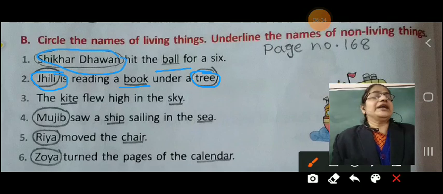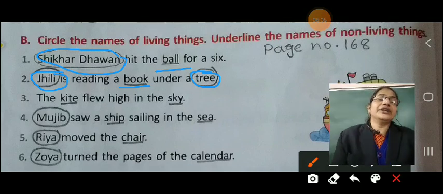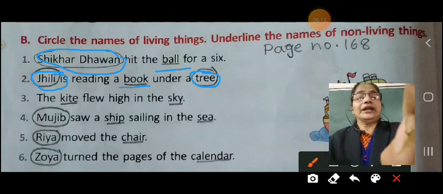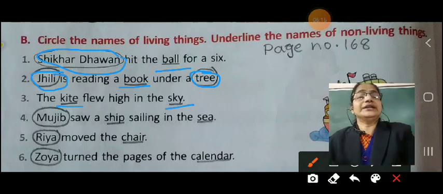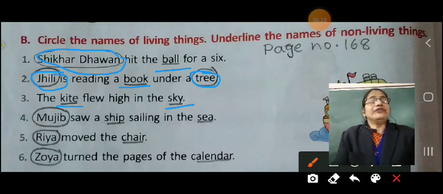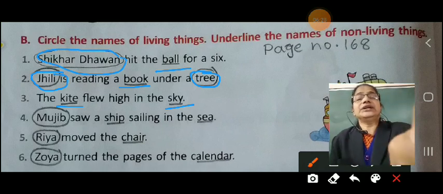Now third one, the kite flew high in the sky. Kite and sky, these two things are non-living things. In this sentence, there are no living things. You can underline kite and sky. Now fourth one is, Mujib saw a ship sailing in the sea. Here, the living thing is Mujib. You can circle Mujib.